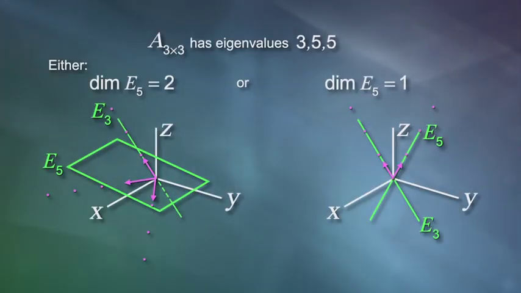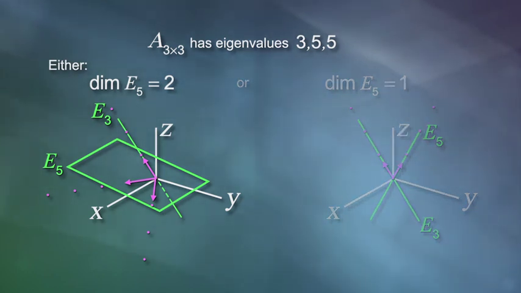For example, if you have a matrix with eigenvalues 3, 5, and 5, the dimension of E5 must be either 1 or 2. If the dimension of E5 is 2, then there is a basis of eigenvectors, because you could just take the union of a basis for E3, which has one eigenvector direction, with a basis for E5, which has two eigenvector directions. This is because we'll show in a minute that eigenvectors from different eigenspaces are linearly independent. So you'd have 3 linearly independent vectors in R3, which must span R3.